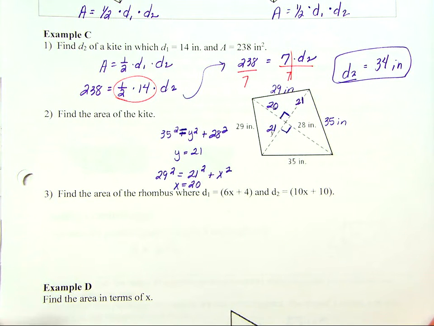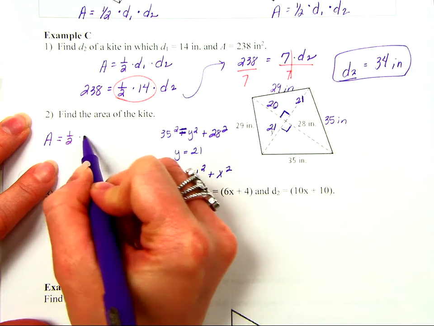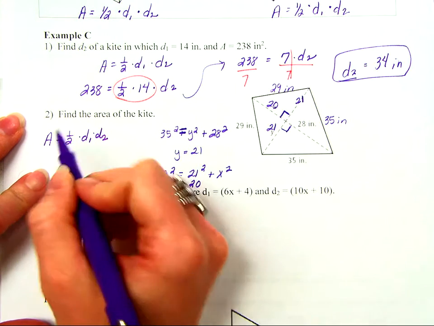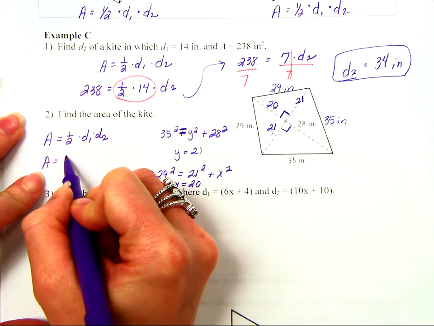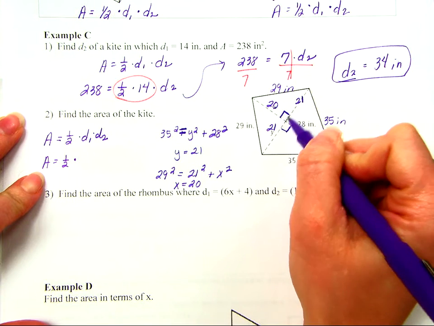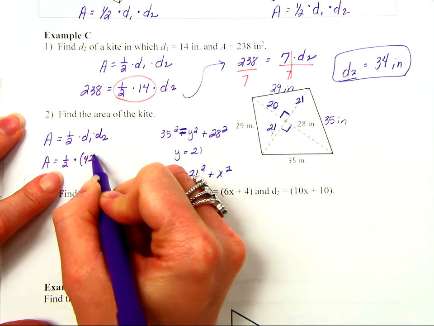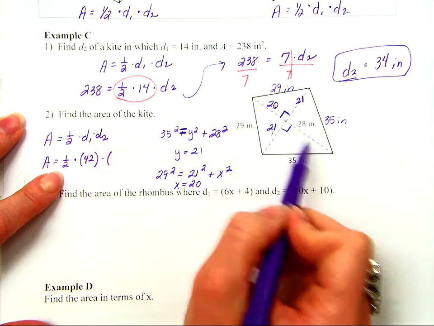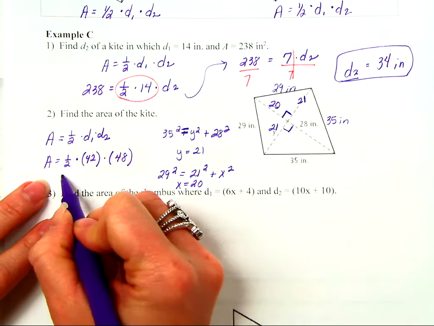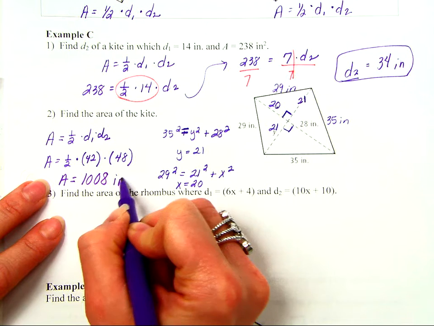What does that mean about finding the area? Well, my area of my kite is 1/2 times d1 times d2. Diagonal 1, well, one of them, 21 plus 21, I can see is going to be 42. And 20 and 28 is going to be a length of 48. In the end, we're going to find out that our area is 1,008 square inches.